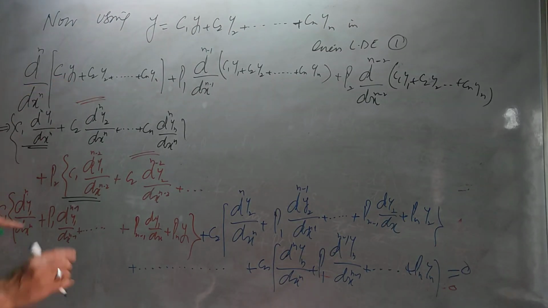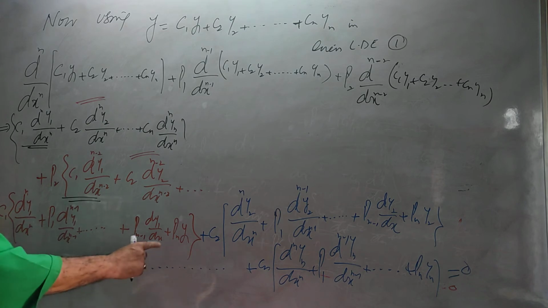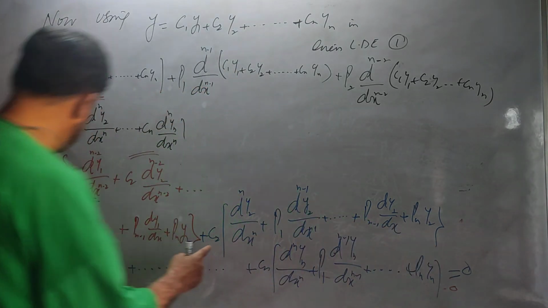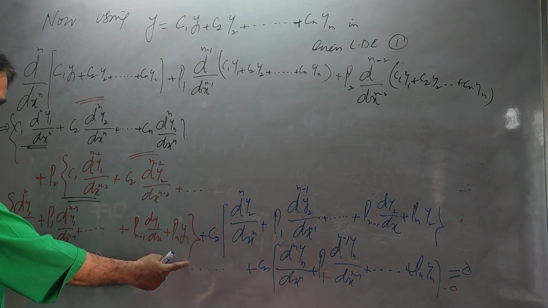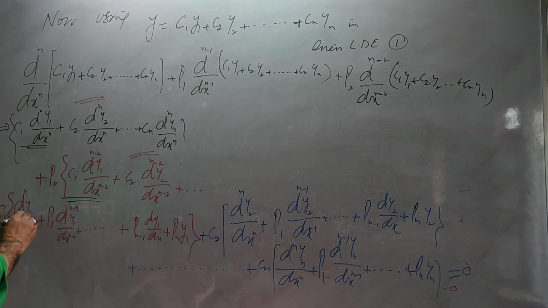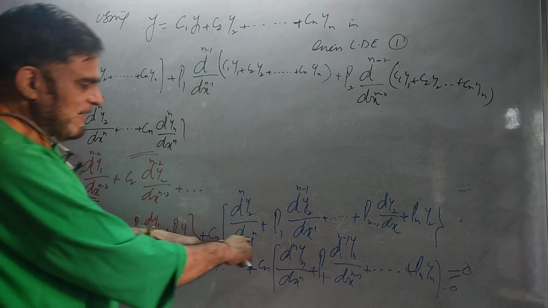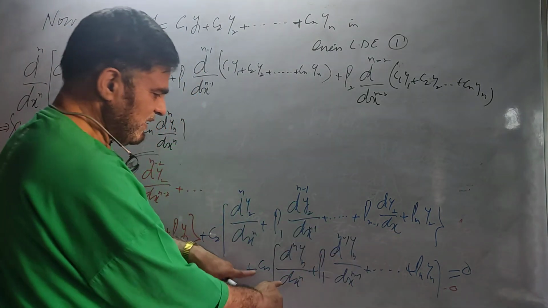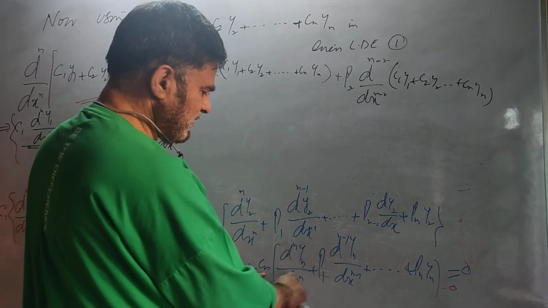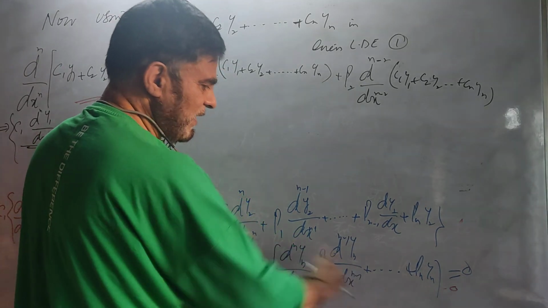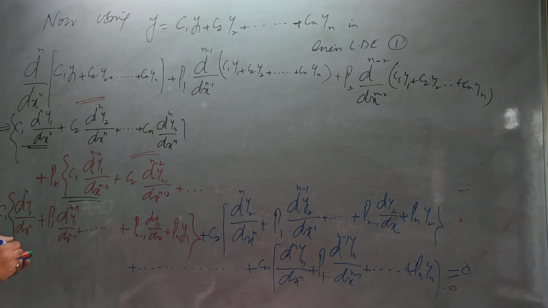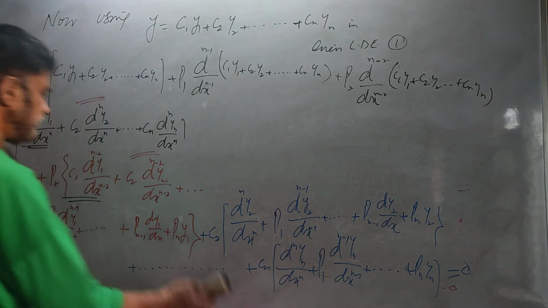From the above step, I have taken c1 common, you have got this thing. Taking c2 common, you have got this thing. That means here we get again the given differential equation with y replaced by y1. Here we get again the given differential equation with y replaced by y2, and again the given differential equation with y replaced by yn. But by the second condition we know this is 0, because y1 is a solution.